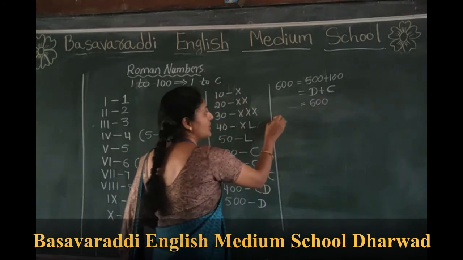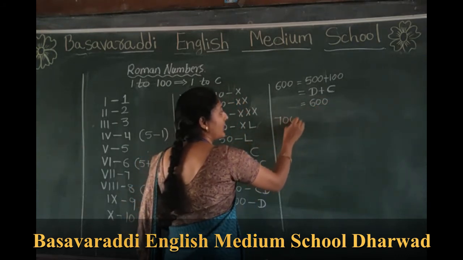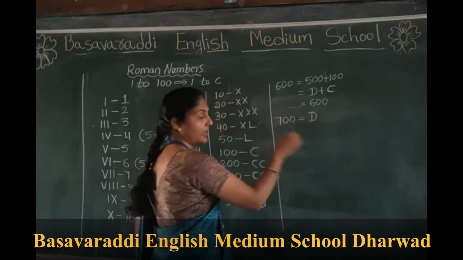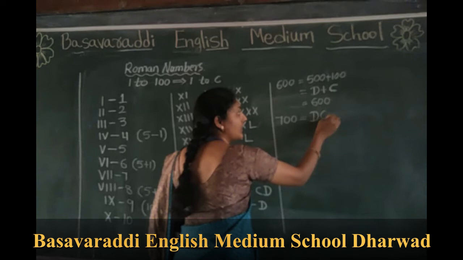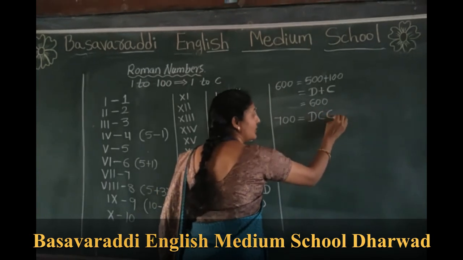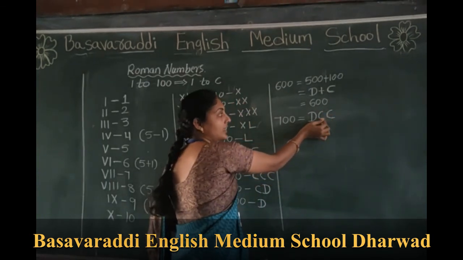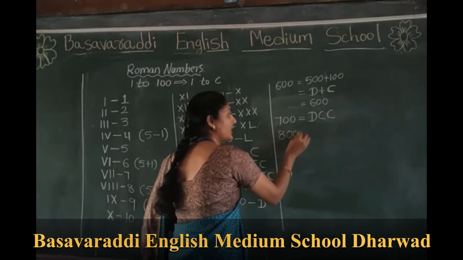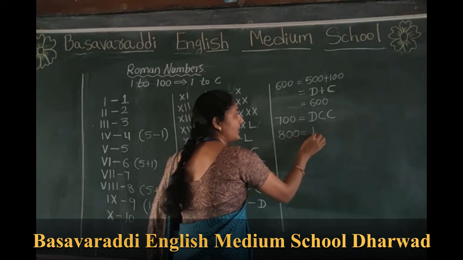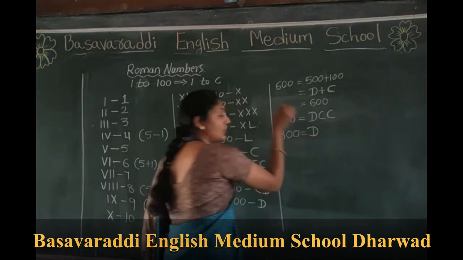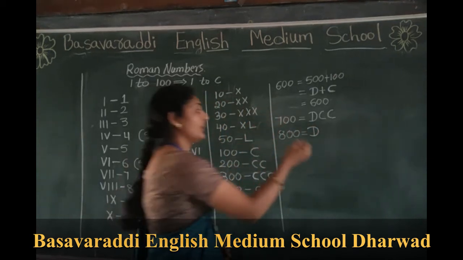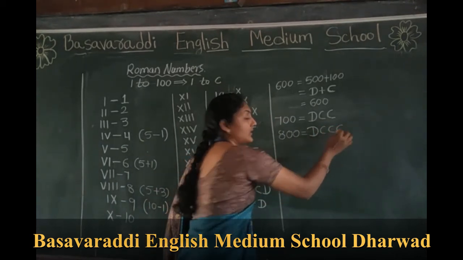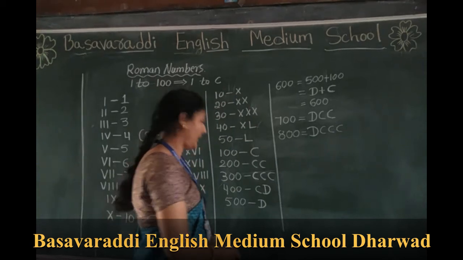Again, we continue this one. 700. How to write the 700? D. The value of the D is 500. The value of the C is 100. And again, one more C. So it means 500, 600, 700. Then again, 800. How to write the 800? Just apply the same formula, the same rule, the first rule as well as the fourth rule. D, C, C and C. This is the value of the 800.